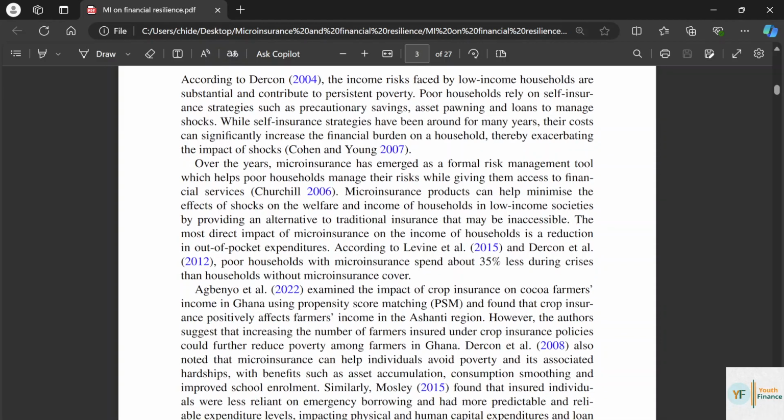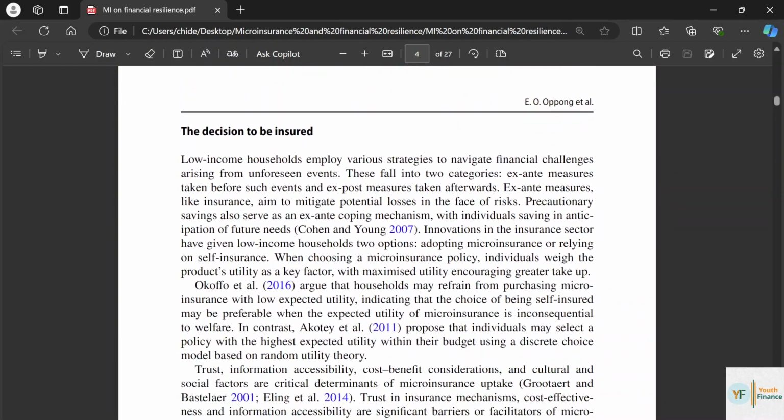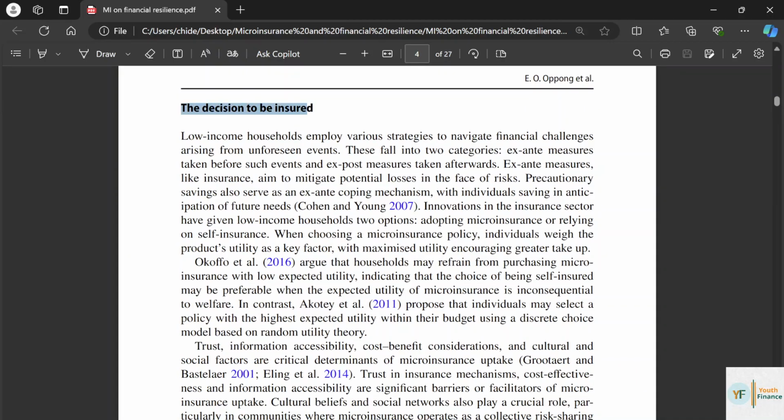financial resilience. So when we come to the decision to be insured, still under the literature review section, the story goes this way. Ex ante and ex post measures are two categories available for low-income households when navigating financial challenges arising from unforeseen events. Ex ante measure is a measure taken before events occur, like insurance. So it aims to mitigate potential losses in the face of risk.